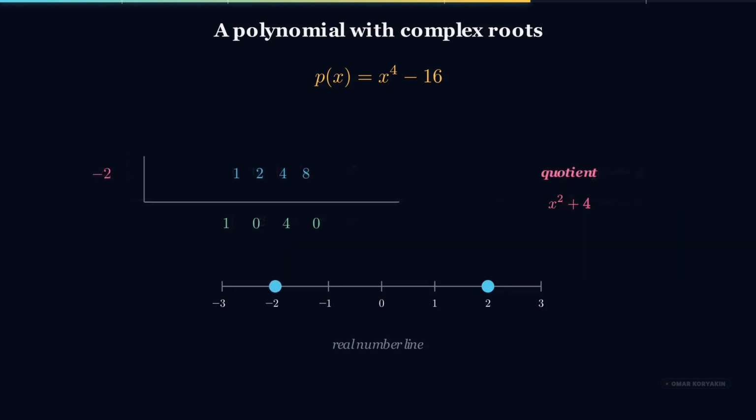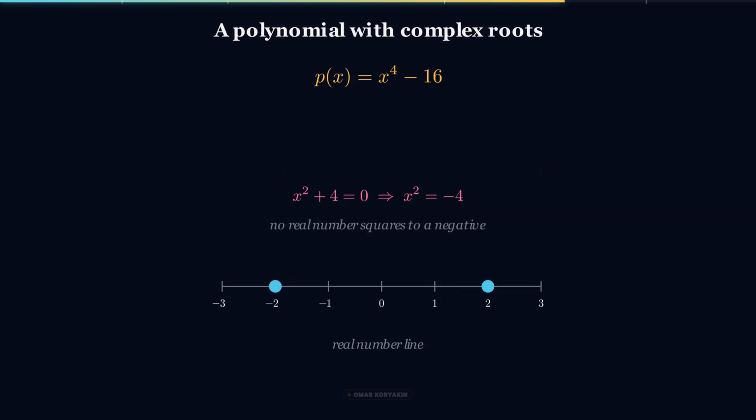Try x equals negative 2 on that quotient. The synthetic division row gives bottom values 1, 0, 4, 0. Remainder 0 again. Negative 2 is a root. A second dot lands on the number line, and the new quotient is just x squared plus 4. That is degree 2, and we are nearly done.